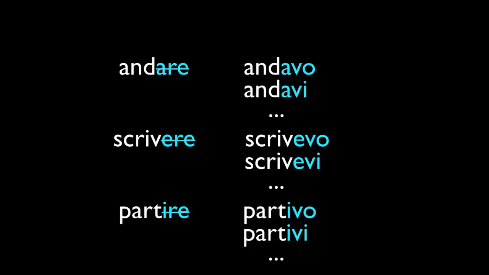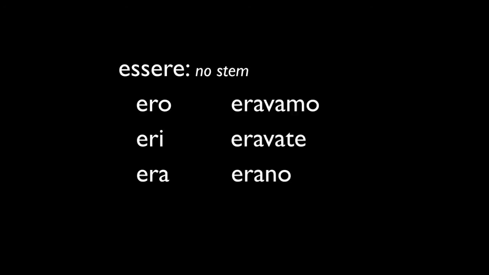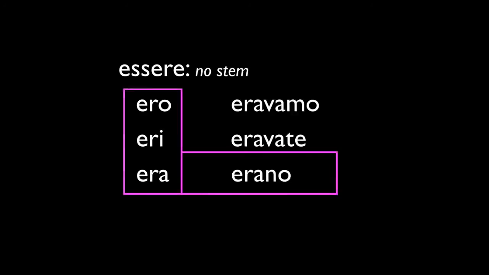Of course, there are always exceptions to that. There's essere. Essere is conjugated as ero, eri, era, eravamo, eravate, erano. So you see there's quite a bit of irregularity to it, but it has this boot shape irregularity that often comes up with present tense irregulars.